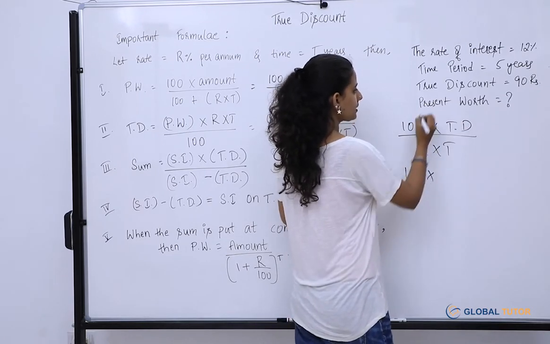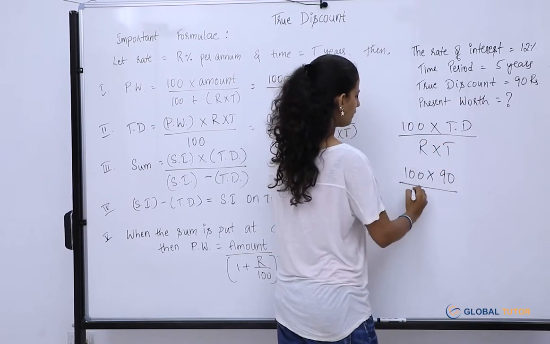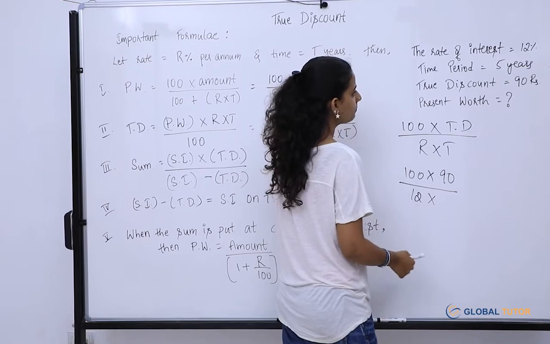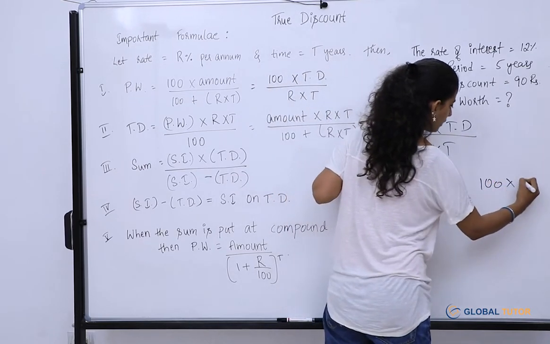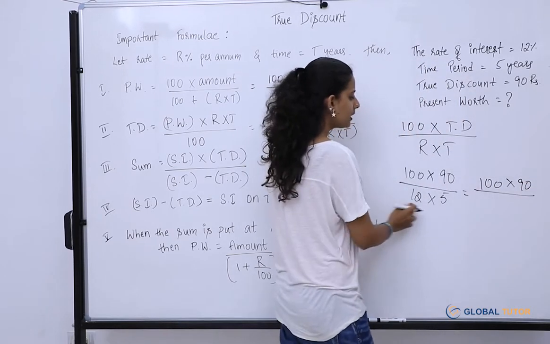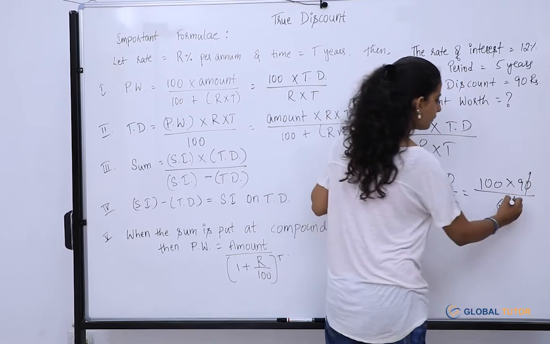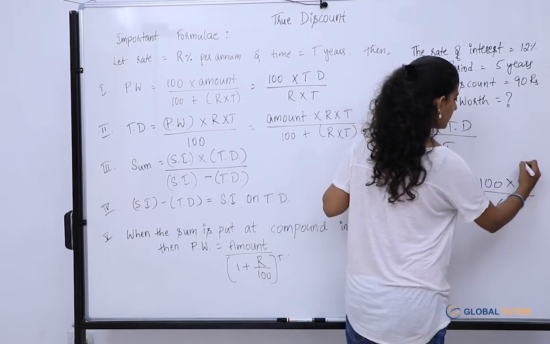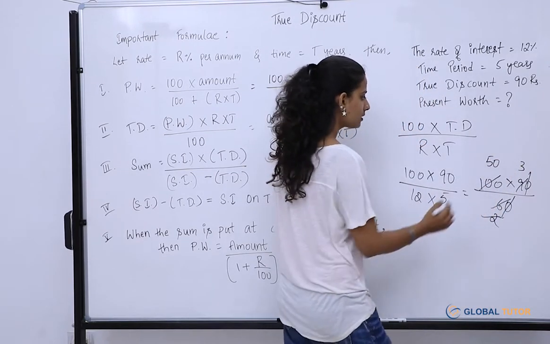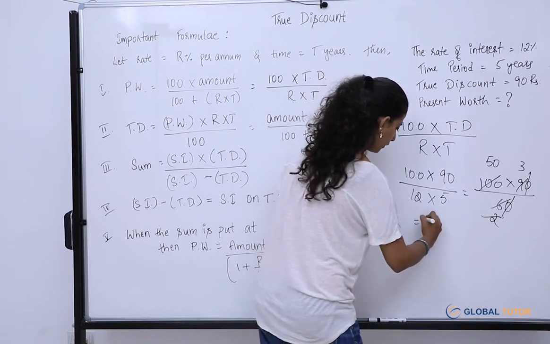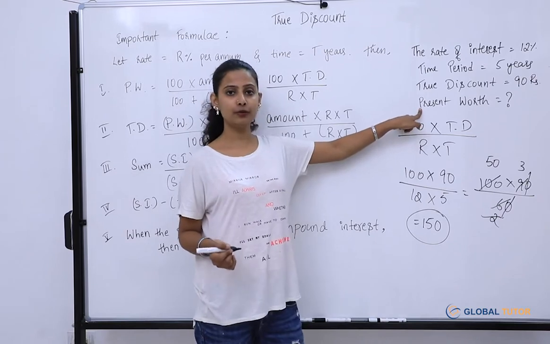What we have, true discount is 90 divided by r is 12 into time period t is 5. So this is 100 into 90 divided by 12 into 5 is 60. 0, 0 gets cancelled. 3, 2, 6, 3, 3 is 9 and then 250 times is 100. So 50 into 3 is 150. So the present worth is 150 rupees.